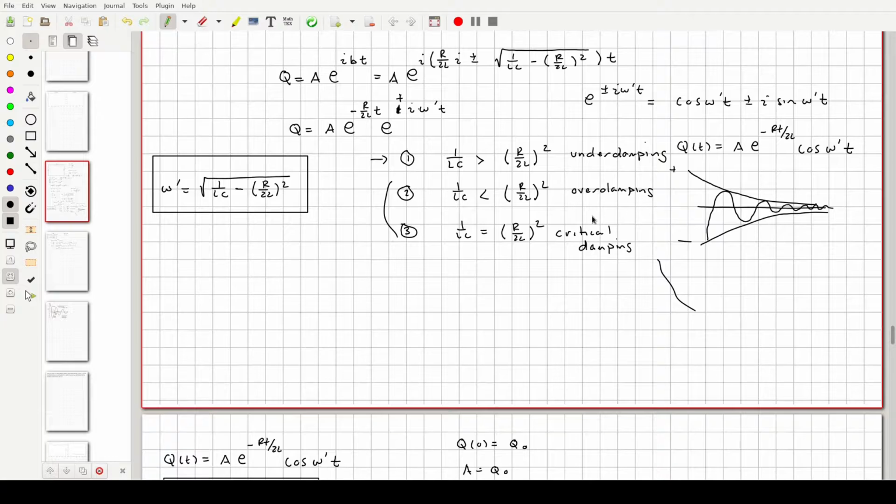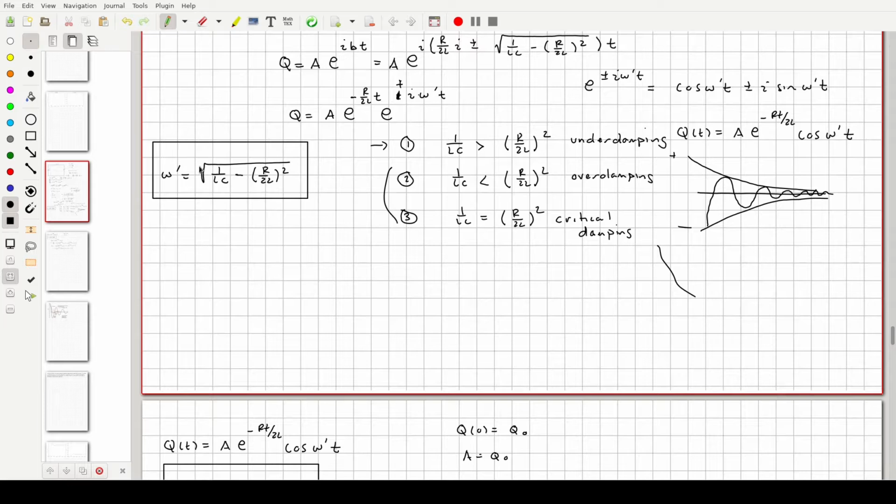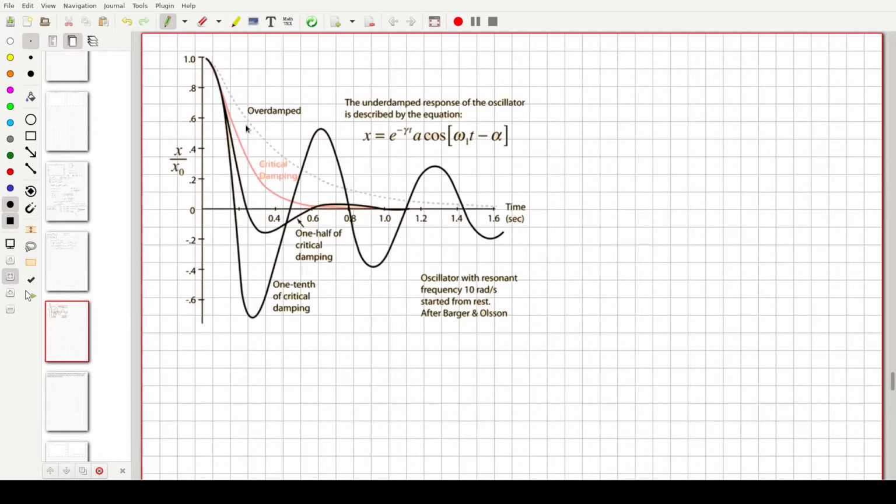So critical damping is when they're equal, when your omega term goes away. And then overdamping is going to be when things line up to really knock this thing out. So your decay here is much greater. If you look over here, this right here would be an example of critical damping. And then right here where you're just taking it down really quick, this is an example of overdamping.